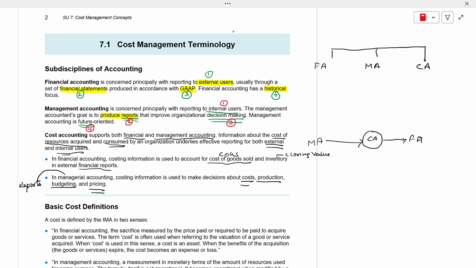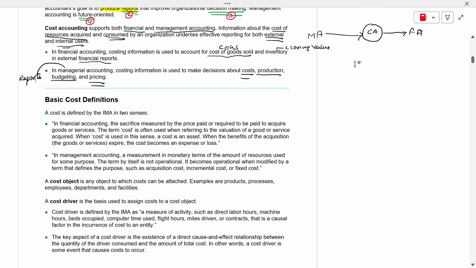Okay, it is basically generating the reports as such. Now, what they have given you. In financial accounting, as per the International Management Accountants, cost is used in two senses. In financial accounting, the sacrifice is measured by the price paid or required to be paid to acquire goods and services.